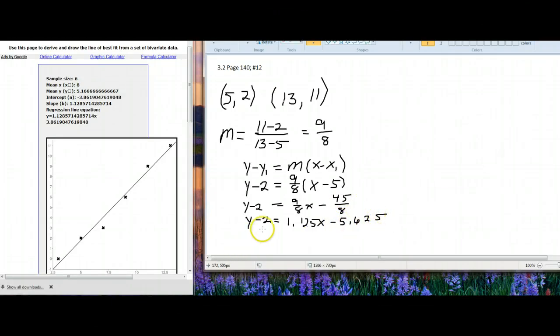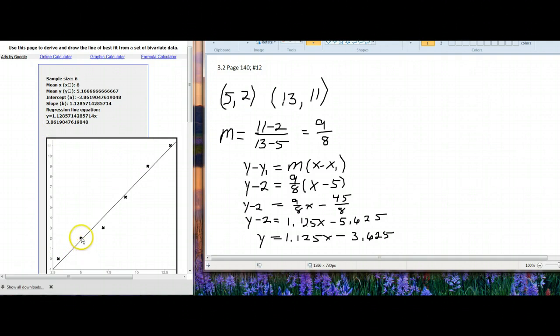Now if I add my 2 to both sides, I get y equals 1.125x minus, and then adding the 2, I get 3.625. And if you notice, it is very close. They have 3.86. We're very close to the actual line itself.